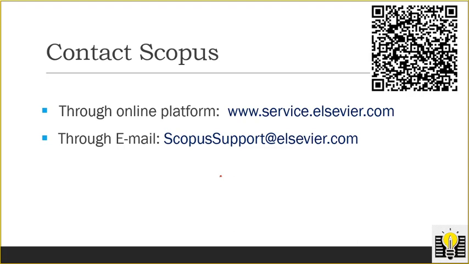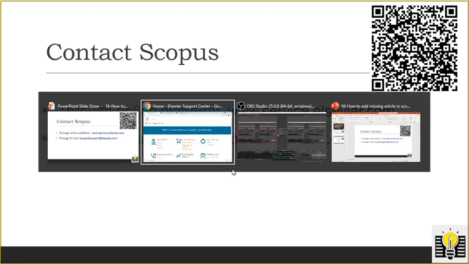That is through service.elsevier.com. Another way is that we can use this email ID to give details of the published document and request to include it in the Scopus database. That is Scopus support at elsevier.com. Here, both S's are capital letters. I am giving some demonstration here of how to give a request to the Scopus database.